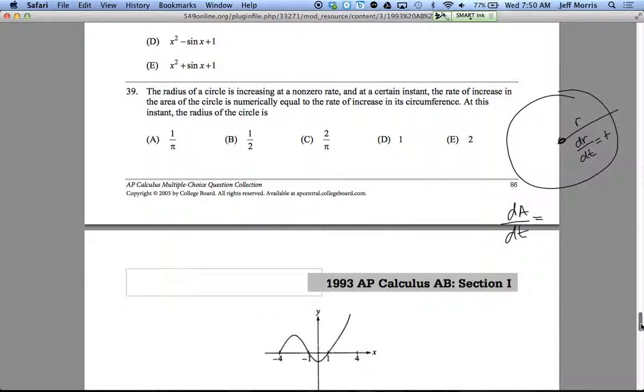Okay? The rate of increase of the area of a circle, dA/dt, is numerically equal to, okay, listen, ready? The rate of increase in the area of a circle is numerically equal to the rate of increase in its circumference. Let's call that dC/dt. At this instant, the radius of the circle is, I don't know. One, just pick each one.